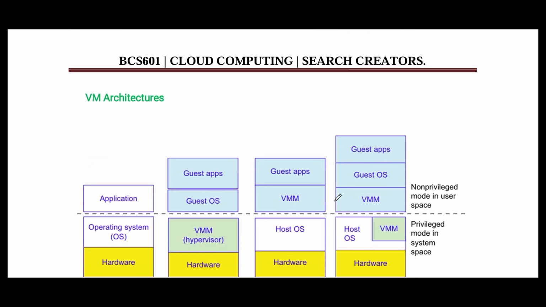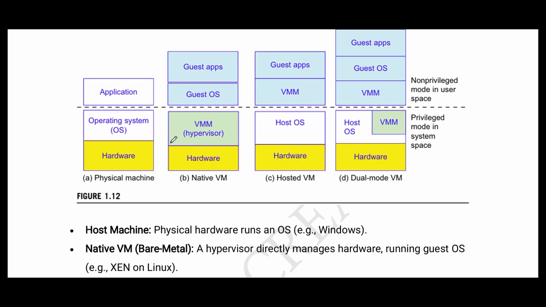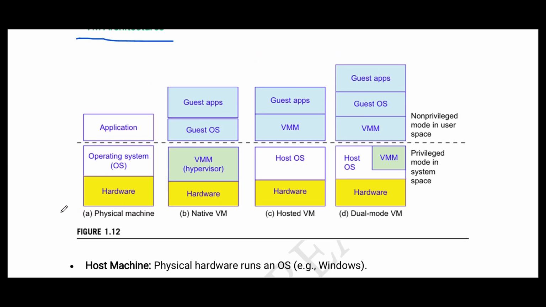Next we look at the diagram of virtual machine architectures. Here in A we can observe the physical machine, B is the native virtual machine, C is the hosted virtual machine, and D is the dual mode virtual machine.